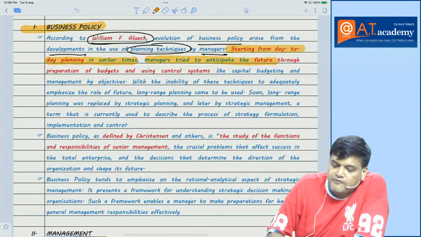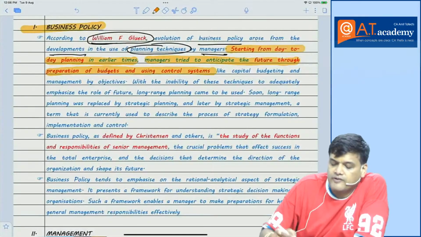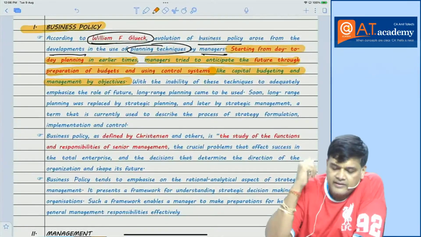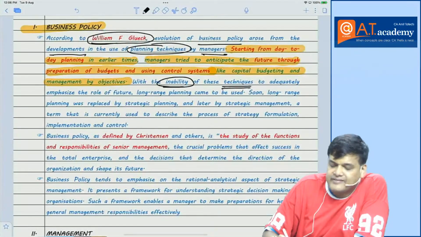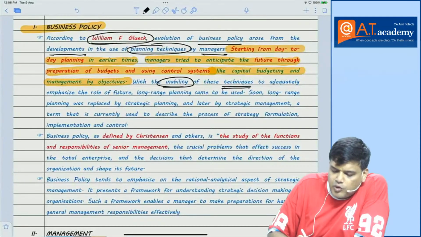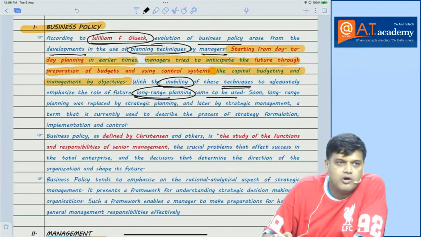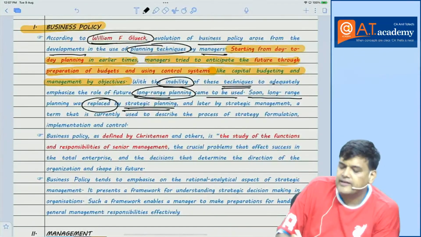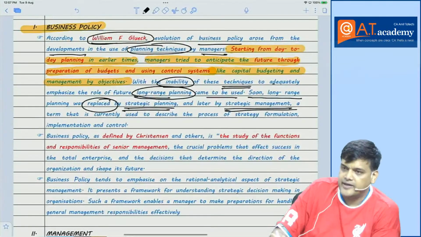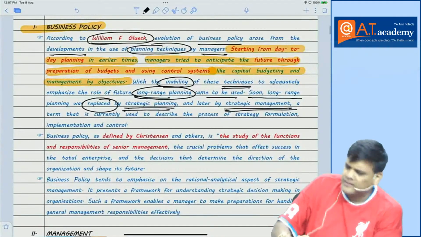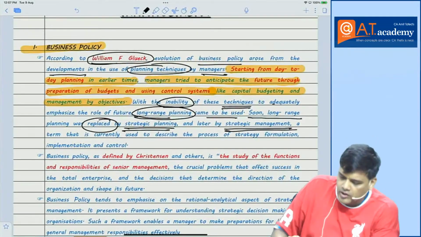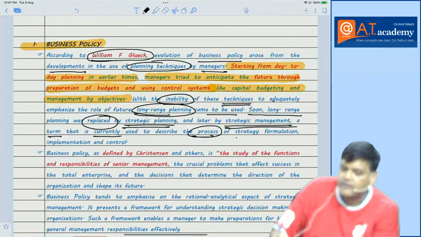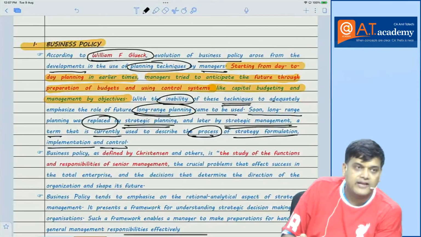Managers tried to anticipate the future through preparation of budgets and using control systems like capital budgeting and management by objectives. Example, 6 months, 1 year, like this. With the inability of these techniques to adequately emphasize the role of the future, long range planning came to be. Long range planning means 5 years, 10 years. Soon, long range planning was replaced by the term strategic planning, and later strategic management. This is the evolution of how strategic management came about. Strategic management is a term currently used to describe the process of strategy formulation, implementation and control. Is that clear?